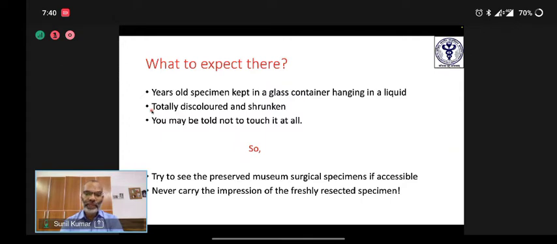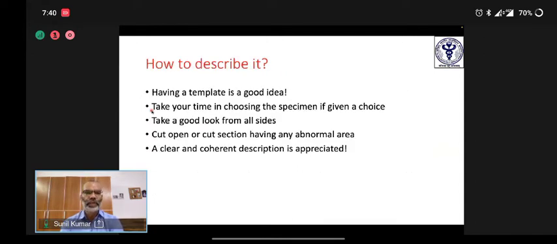But never carry the impression of a freshly resected specimen. That's what I wanted to make you aware of, because you may find some well preserved specimens. That's what we try to keep, but it's not guaranteed that you will get something every time that looks very familiar to you, which you have carried the impression of during your surgery, either attended as an assistant or done yourself.